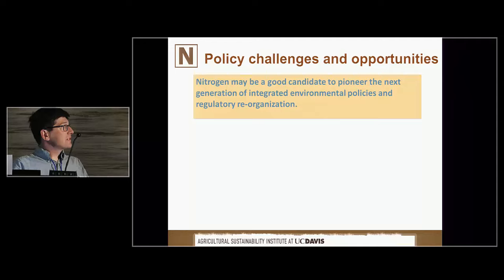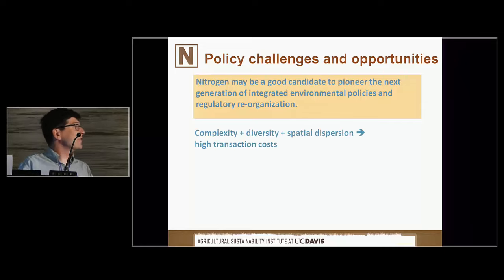And so just to finish, there are certain policy challenges and opportunities that are available related to nitrogen. And we suggest that nitrogen might be a good candidate to pioneer the next generation of integrated environmental policies and regulatory reorganization. Because nitrogen touches on so many policy issues and it involves so many different regulatory frameworks, it might be a stimulus to rethink how we're addressing some of those.